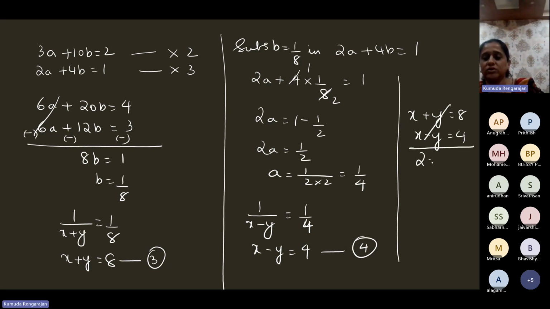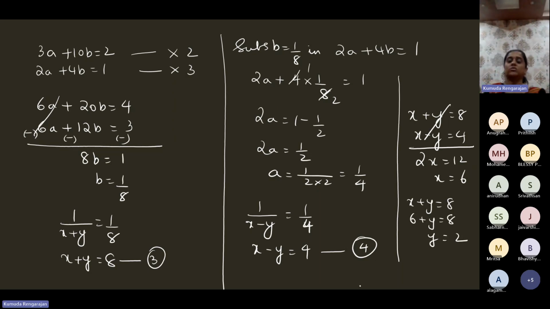So 2x is equal to 12. x is equal to 6. On substituting in x plus y is equal to 8, 6 plus y is equal to 8. y is equal to 2. So the speed of the boat in still water is 6 kilometers per hour, and the speed of the water is 2 kilometers per hour.